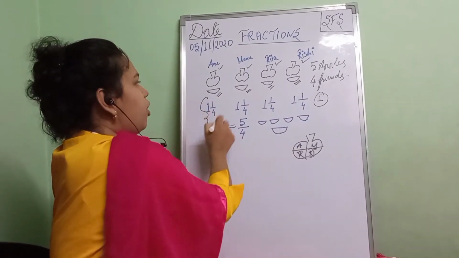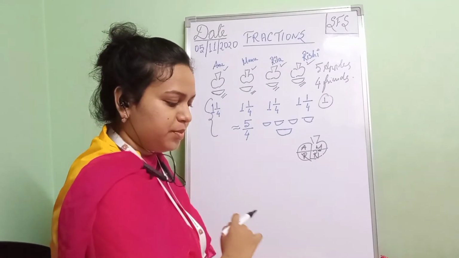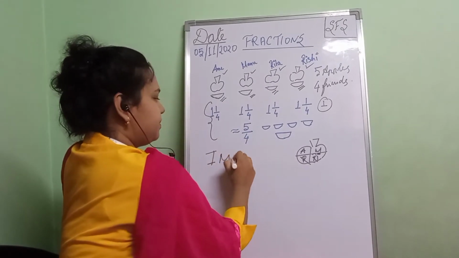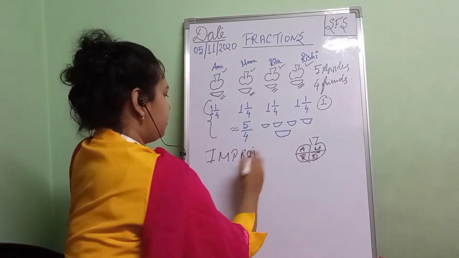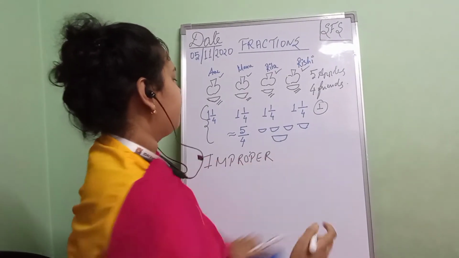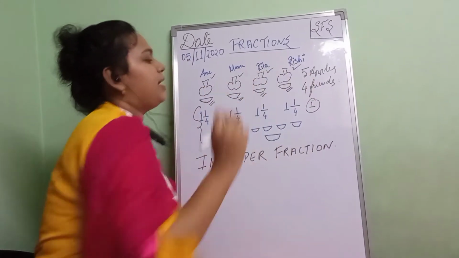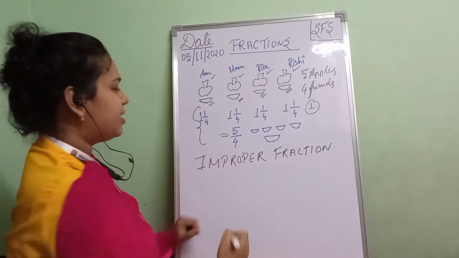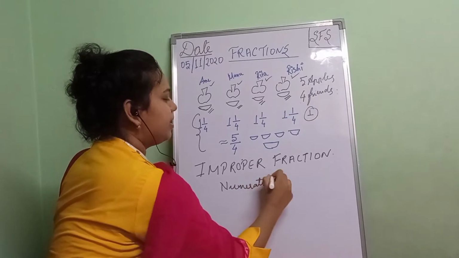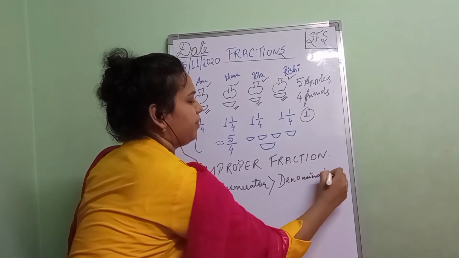So fractions of the form 1 plus 1 by something are known as mixed fractions. Also known as improper fractions. They are called improper fractions. Improper fraction is something where the numerator is greater than the denominator. The numerator is greater than the denominator. Okay.